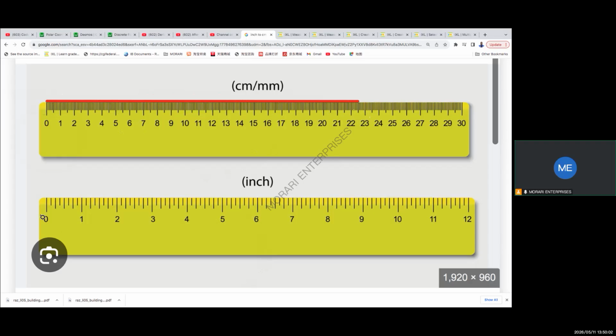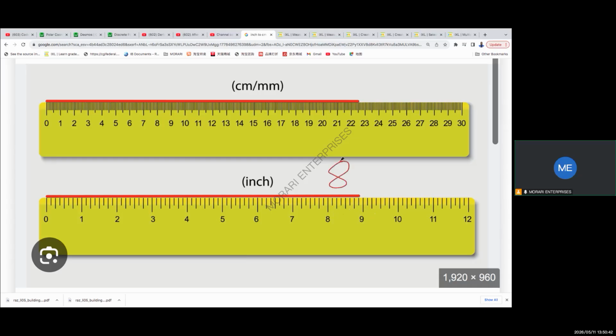So that's 22.5. Then here on the inches rule, if we measure the same distance, what do we get? We get 8 full inches. And then with these small markings, we see that we split the 1 unit between 8 and 9 into 1, 2, 3, 4, 5, 6, 7, 8. So here is at the 7th mark. So this is 7/8. So here is 8 and 7/8 of an inch.